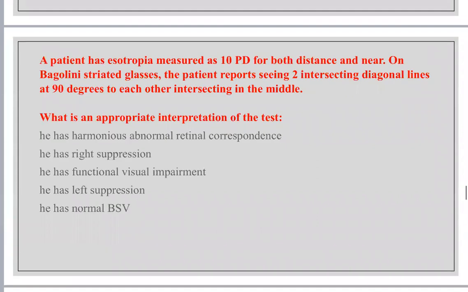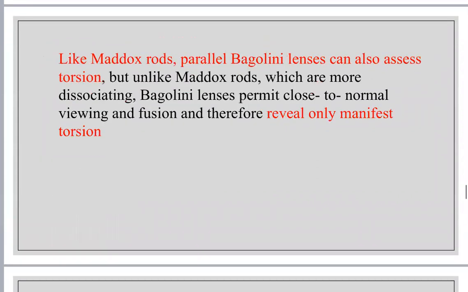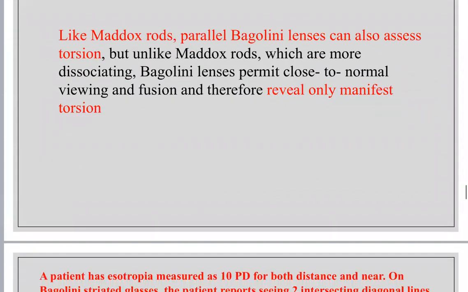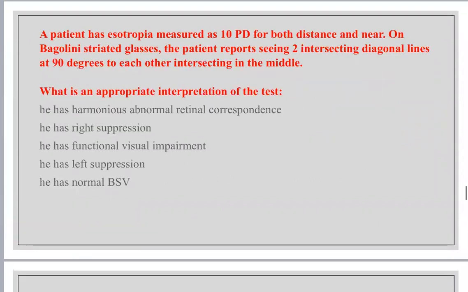Here, also like the Maddox rod, the Bagolini lenses can also assess torsion, but they assess only the manifest, not the manifest and the latent like that of the Maddox rod. A patient has isotropia. This is a question, measured as 10 prism diopter for both distance and near. On Bagolini striated glasses, the patient reported seeing two intersecting diagonal lines at 90 degrees to each other, intersecting in the middle.